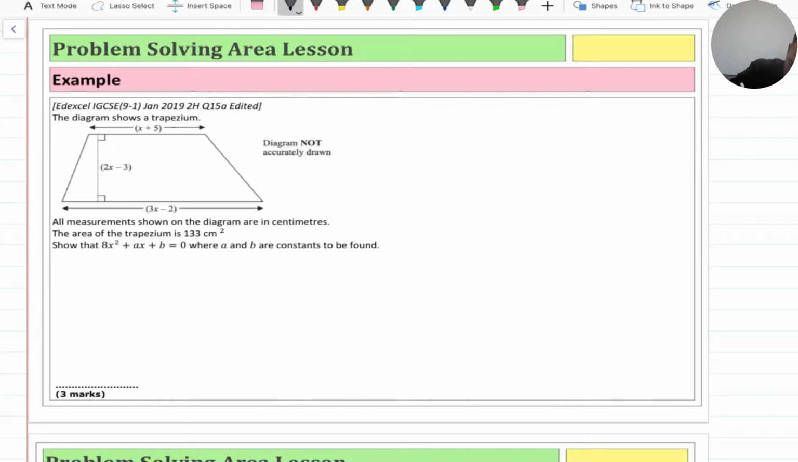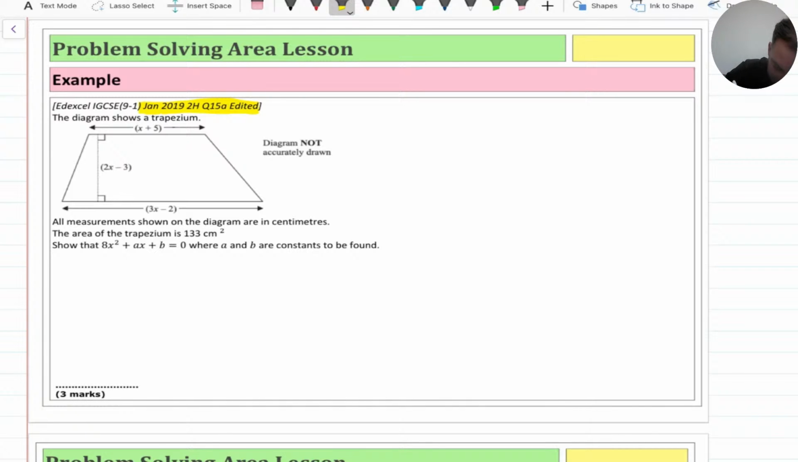Looking at this one here, now notice that this here is from January 2019, so it's not that long ago, okay? And it's towards the end of the higher paper, okay? Now this here is where we get to those trickier questions. We're combining area, and we're also combining things like quadratics. Now we're not asked to solve the quadratic here. We're only asked to form the equation, but that's what we need to do.